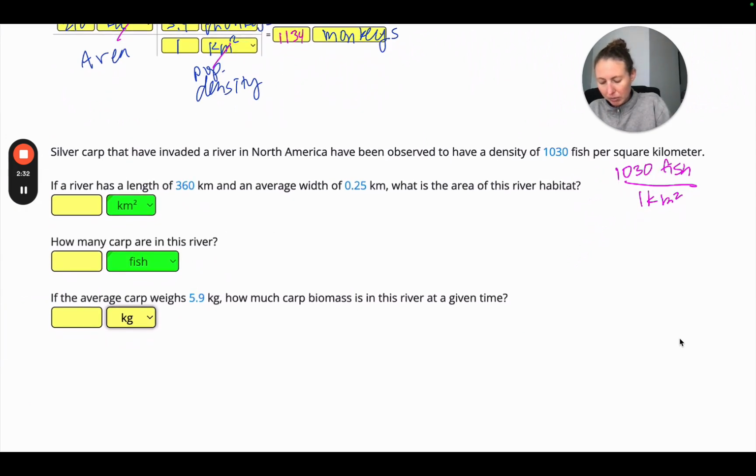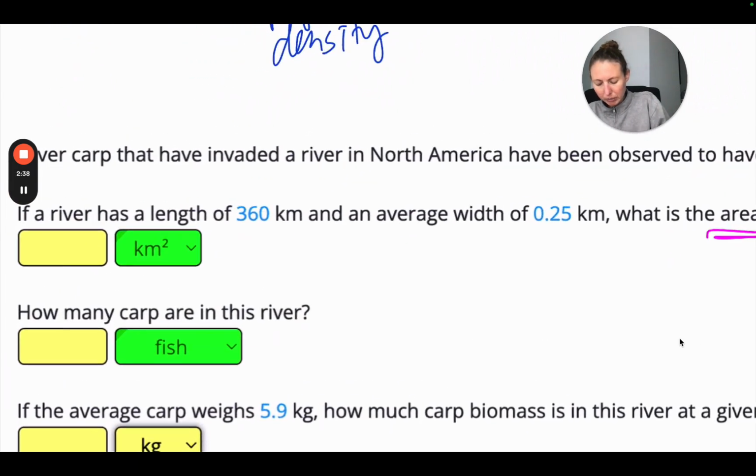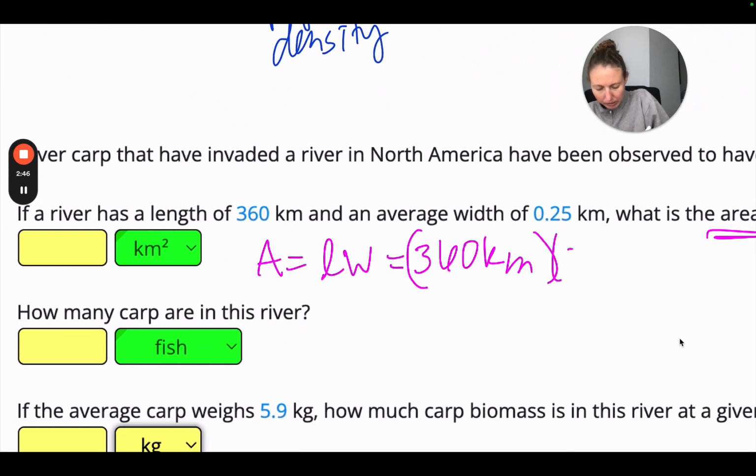First, it's giving me dimensions of the river and asks what is the area of the river habitat. So we're going to be looking for kilometers squared, and the area is just the length times width. So 360 kilometers times 0.25 kilometers. Even if you know that this is how you set it up, it's a good idea to practice writing out how you would show your work if you would need to do that on the AP exam. And I'm just going to do that calculation off to the side here.